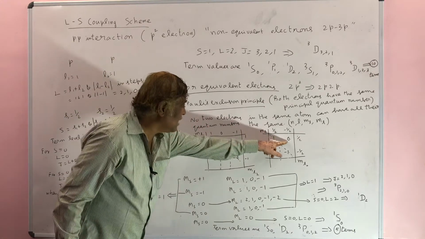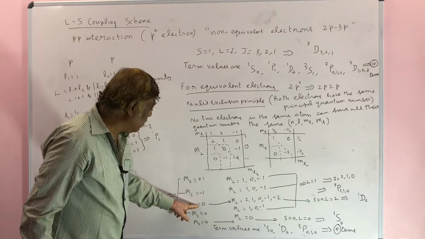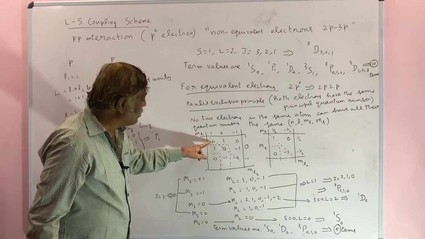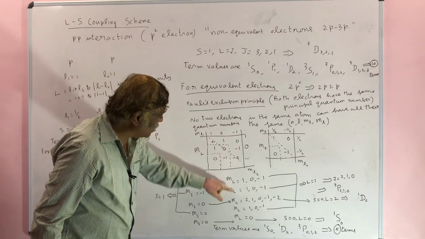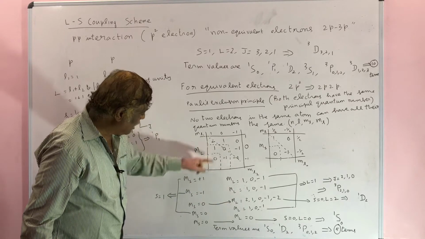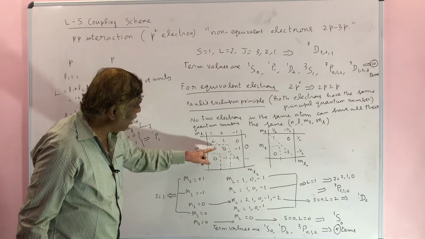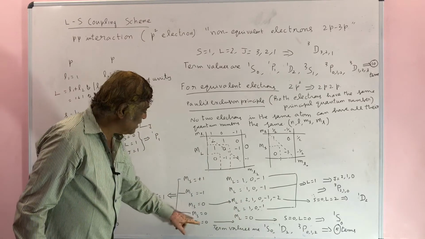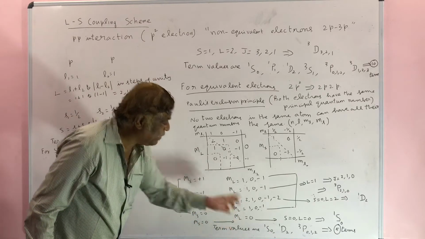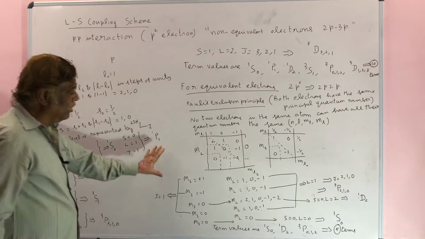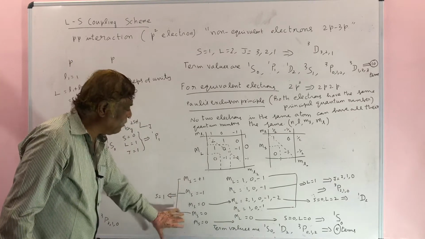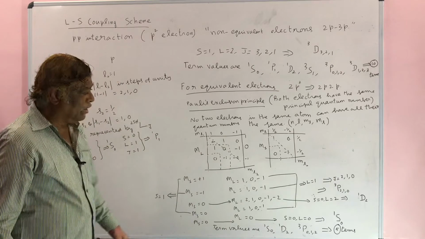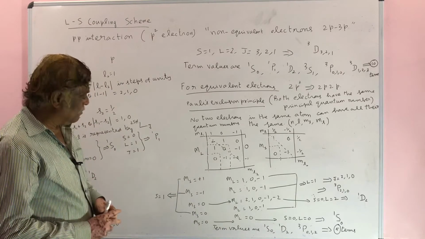Since MS is 0, the ML values 2, 1, 0, minus 1, minus 2 are one possibility. And for MS is equal to 0, ML values 1, 0, minus 1 are another possibility. And therefore MS is equal to 0, ML is equal to 0 is another possibility. So first you arrive at the total values of MS and total values of ML. Now let us group these terms.